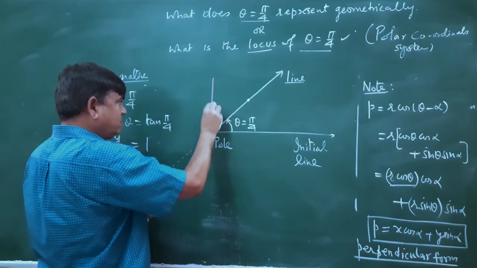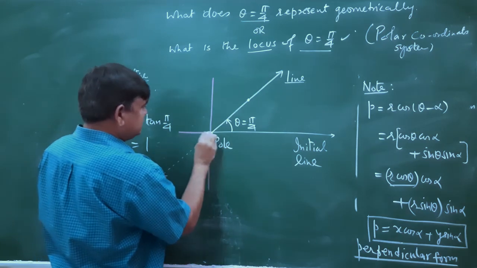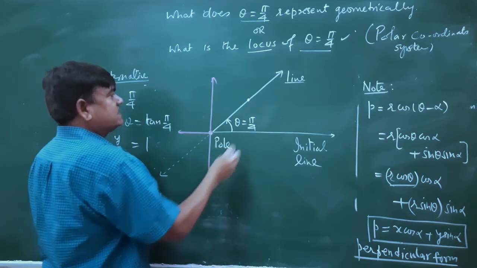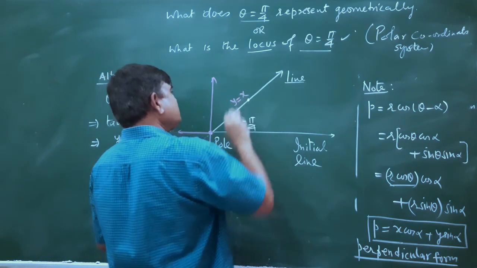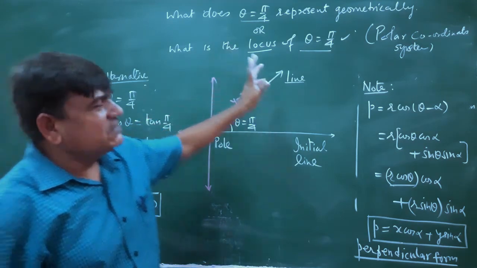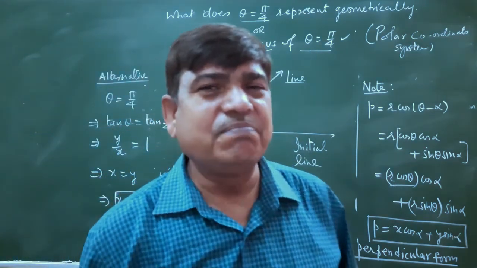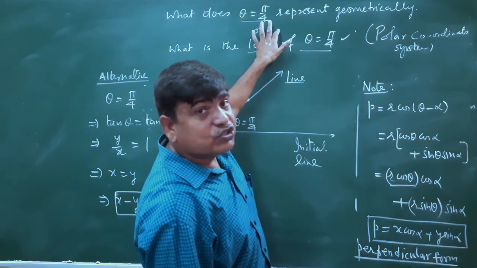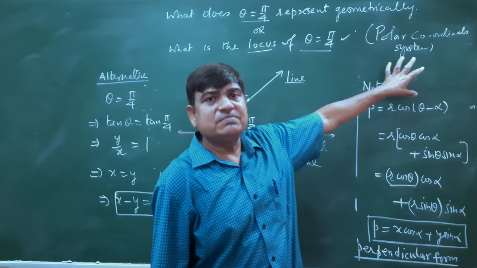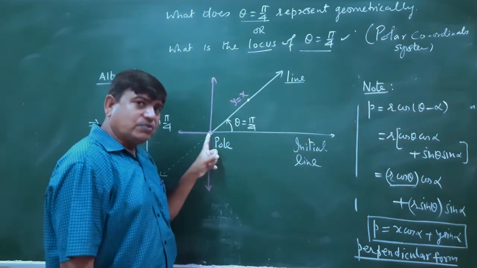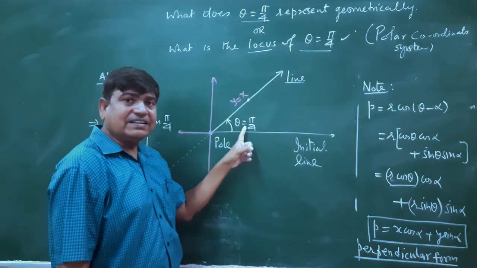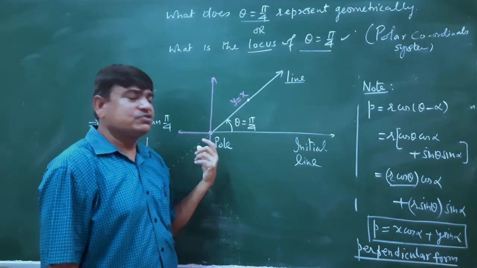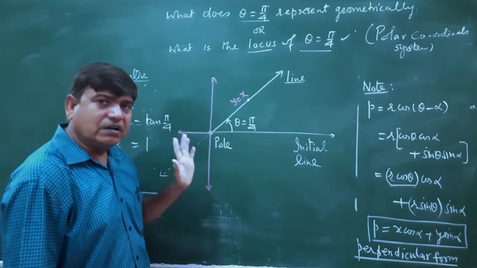Mark here the y axis, x axis here, and see this is y equals x. So theta equals pi/4 is not simply an angle. What is the locus of theta equals pi/4 in the polar coordinate system? This is a line passing through the pole, making this particular angle. And in Cartesian form, it is y equals x or x minus y equals 0, and it passes through the origin.